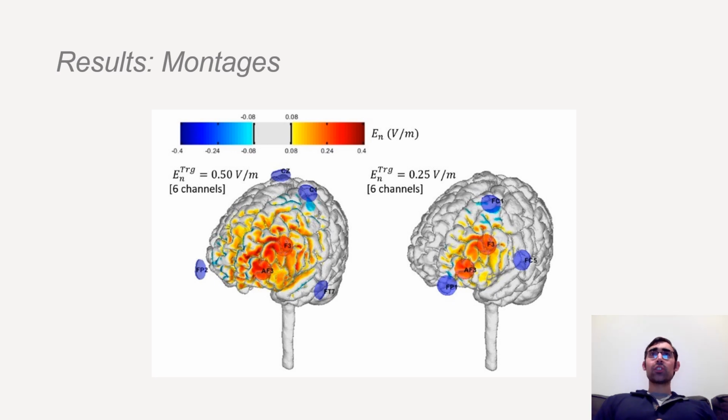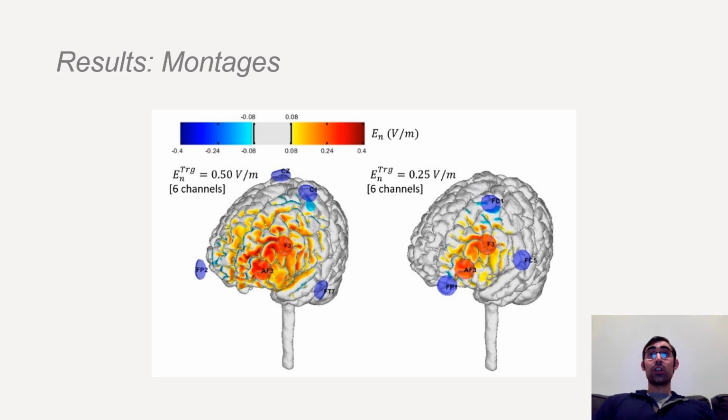So for each subject, we optimized for the stimulation of the left dorsolateral prefrontal cortex with two different target values of the normal component of the electric field on target, 0.25 and 0.50 volts per meter. We also investigated two different values for the maximum number of channels, 6 or 8.